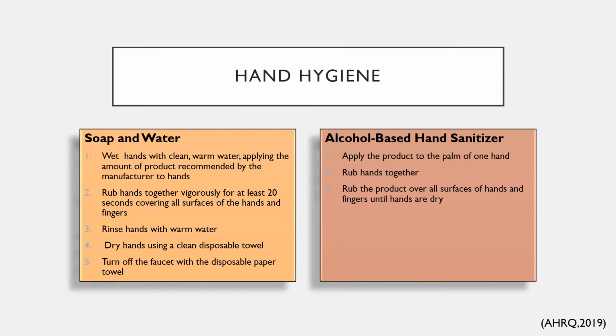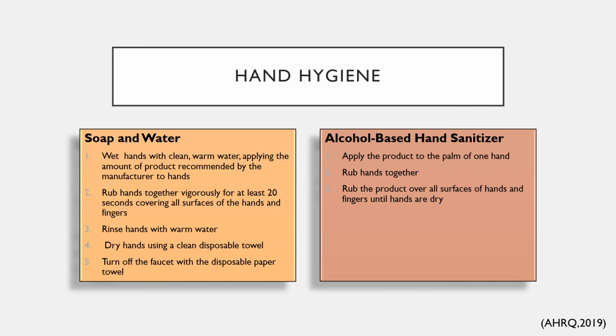Proper hand hygiene is a basic skill, but an important aspect of reducing infection. Here are the steps needed to perform proper hand hygiene using soap and water and alcohol-based hand sanitizer. When using soap and water, wet hands with clean, warm water, applying the amount of product recommended by the manufacturer to the hands. Rub hands together vigorously for at least 20 seconds, covering all surfaces of the hands and fingers. Rinse hands with warm water. Dry hands using a clean disposable towel. Turn off the faucet with a disposable paper towel.